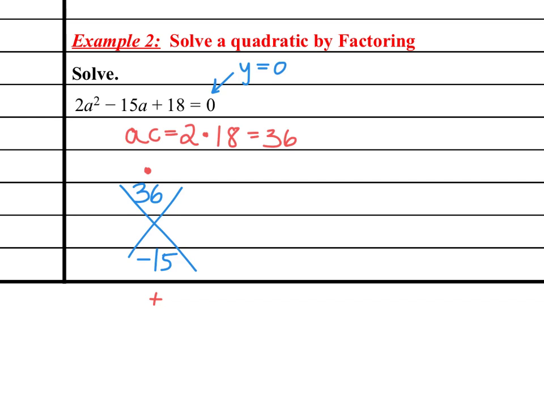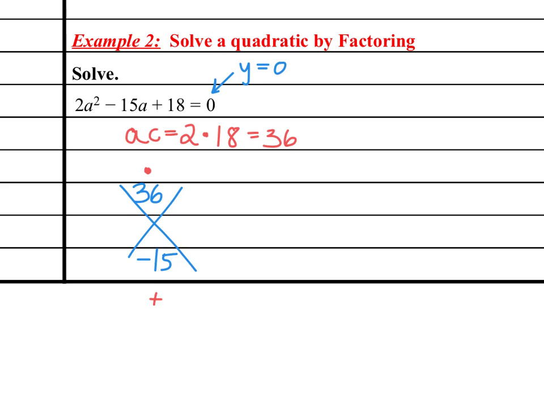So 1 times 36, 2 times what? That'd be 2 times 18. What about 3? 3 times 12. You can do 4 times 9. Negative 6 times negative 6. Okay, which of these is the one I want? Negative 3 times negative 12.